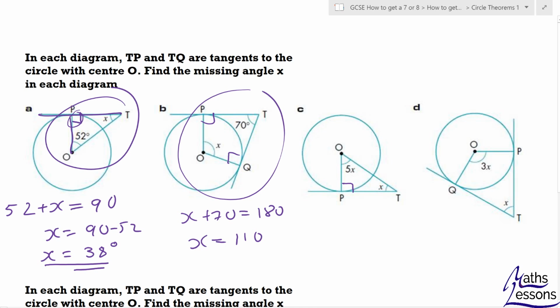Here we've got this is 90. So therefore 5x and x is 6x must equal 90. So x equals 15 when you divide those two. Here we've got a quadrilateral, 90 and 90, so 3x and x, that's 4x, must equal 180, so x will equal 45 when you divide those out.